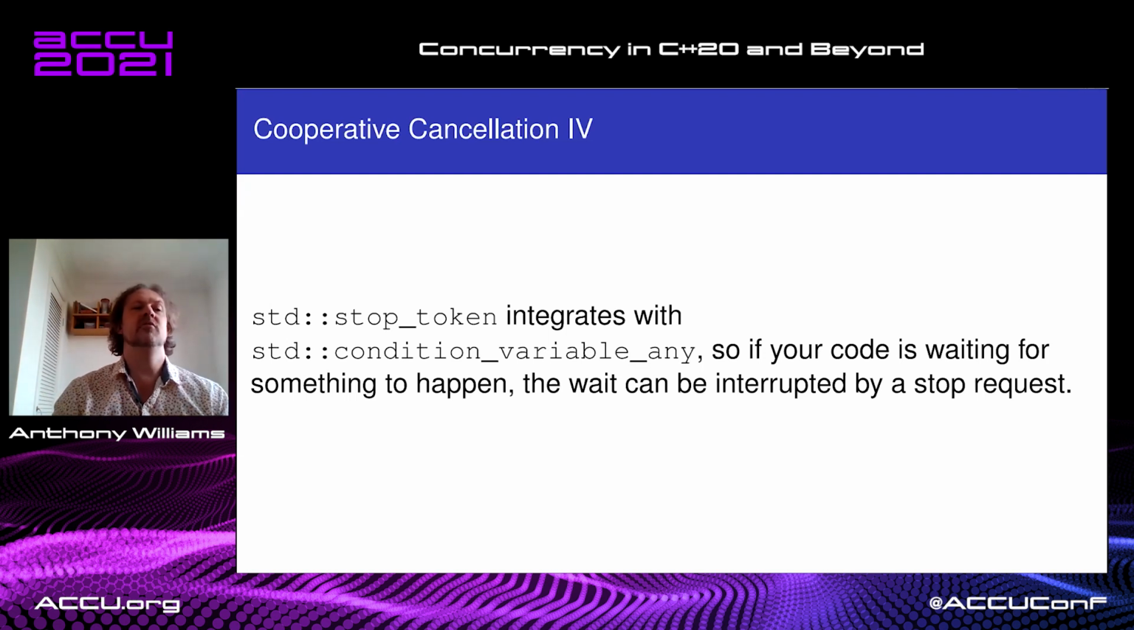As a way of making this easier, stop token also integrates with condition variable any, so that if you're waiting for something to happen, then you can interrupt a blocking wait. If you pass your stop token to a wait on condition variable any, then when stop is requested, that will interrupt that wait. So you don't have to put a timeout and periodically poll, which is something that you might previously have done. You can actually just say stop, and then the wait will be interrupted.